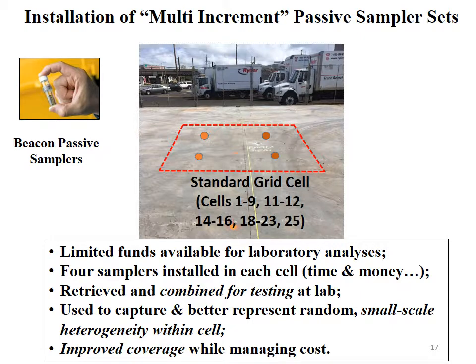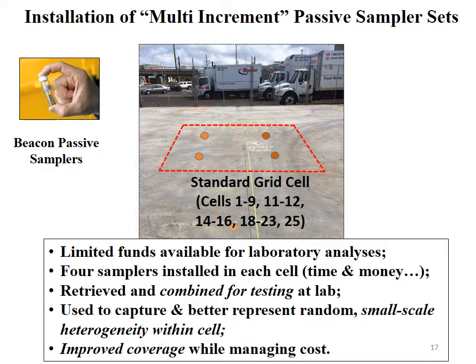So how do you deal with this small-scale random variability across very small areas? We went back to looking at the approaches that we used for dealing with this issue with soil sampling and the collection of multi-increment soil samples, or a single sample that's collected across many areas. So in this case, we had limited funds available for laboratory analysis. So what we did is we installed 4 passive samplers in each one of the 24 now grid cells at the site. And then we retrieved the passive samplers, and from each of the grid cells we combined them for testing into a single sample.